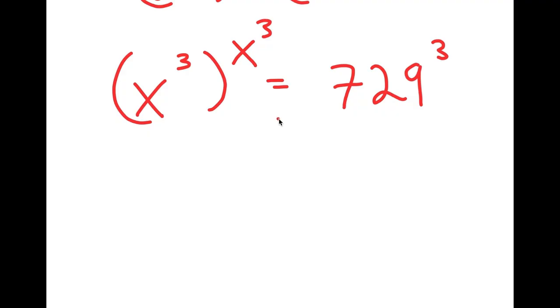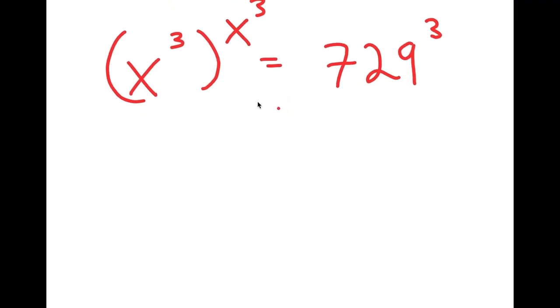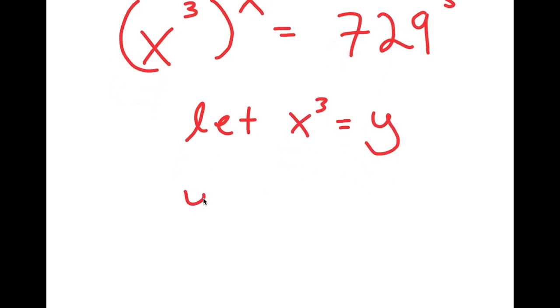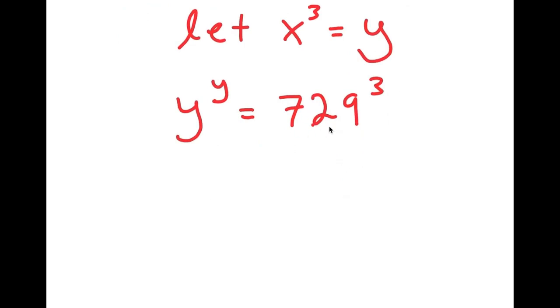Now, from here, I'm going to let x to the power of 3 equal to the variable y. So I get y to the power of y is equal to 729 to the power of 3. Now, I can simplify 729 to the power of 3.